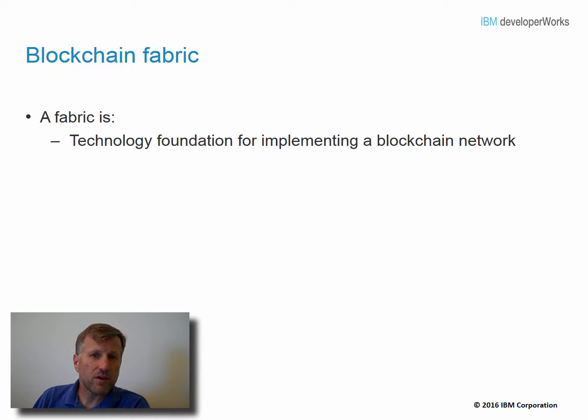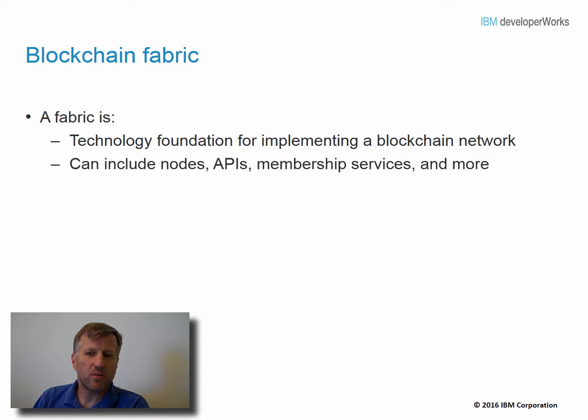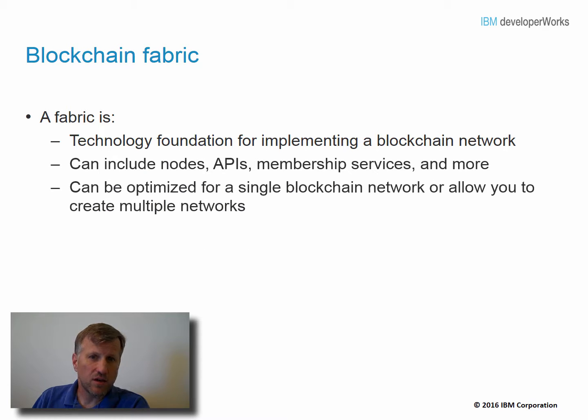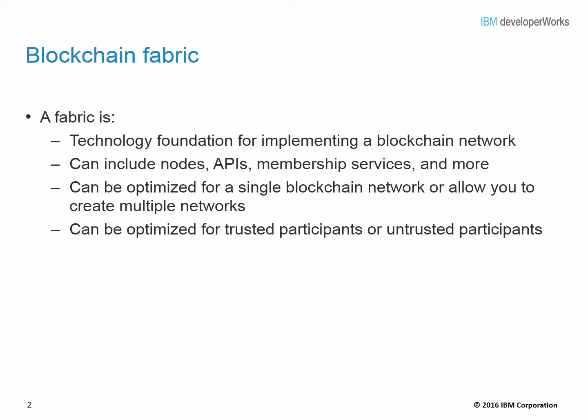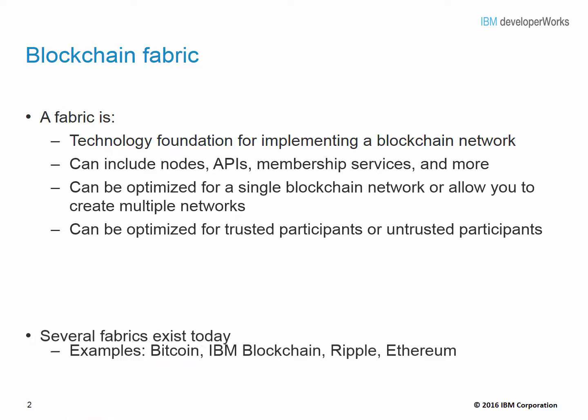Some fabrics go further and provide a modular architecture allowing components to be plug and play by implementing a particular specification of the fabric. These specifications of a fabric may include nodes, APIs, membership services, consensus algorithms, and more. The approach of a fabric may be focused around providing a single or multiple business networks. Also, and very importantly, a fabric may be designed to be used by either a set of trusted participants or by untrusted participants. Now, several fabrics exist today with different kinds of capabilities.